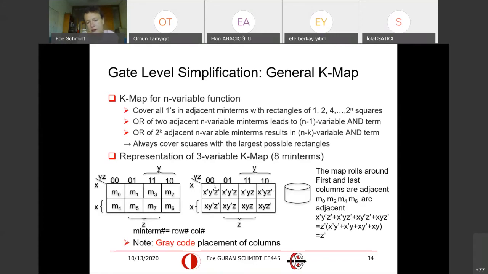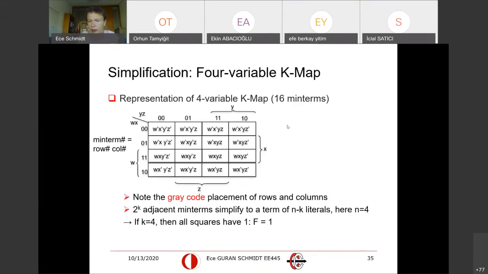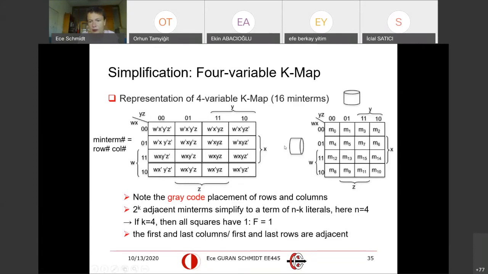And here and here and this and that are also adjacent. So the map was rolling around. And we had the 4 variable K-map. Again, there's a layout. So when we are simplifying, we need to know who is neighbor with whom, especially these corners, right? So this, they were all neighbor to each other. So the map rolls around.